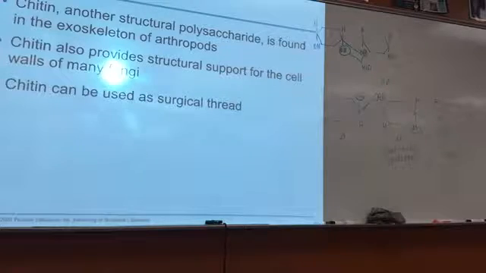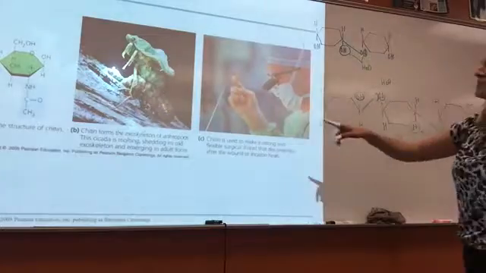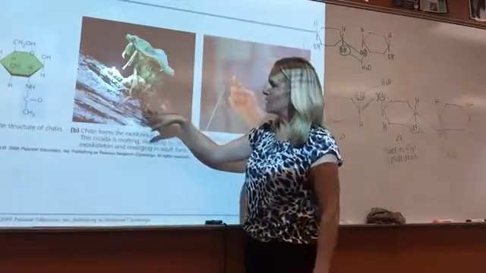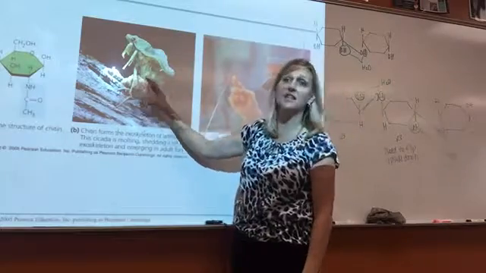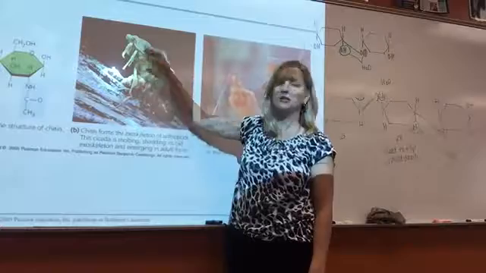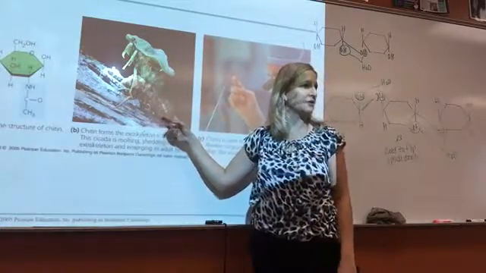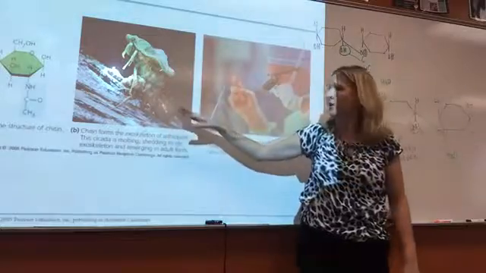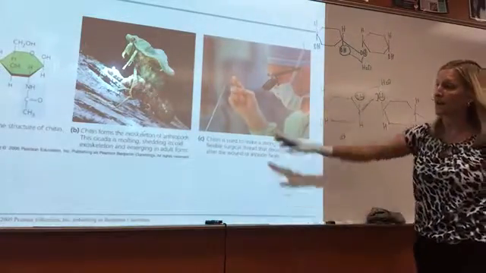So, in the exoskeleton of arthropods, this is a cicada. You may have seen a cicada. This is the exoskeleton of the cicada. It's shedding its exoskeleton, so it's crawling out of it. It will grow a new exoskeleton, and sometimes you'll see on trees the leftover exoskeleton of the insect. And so this is made out of chitin.